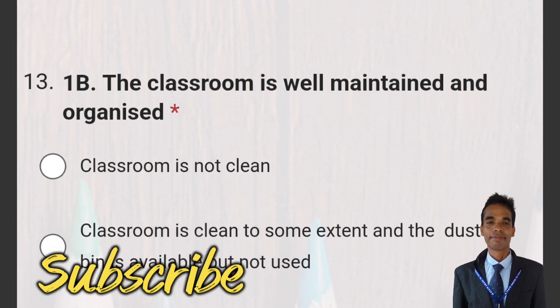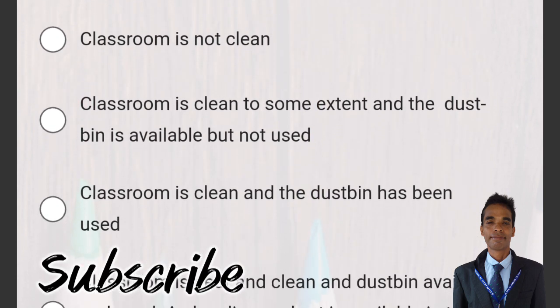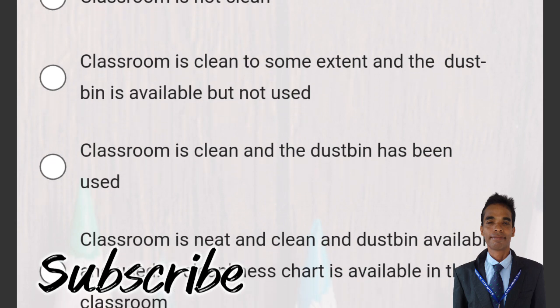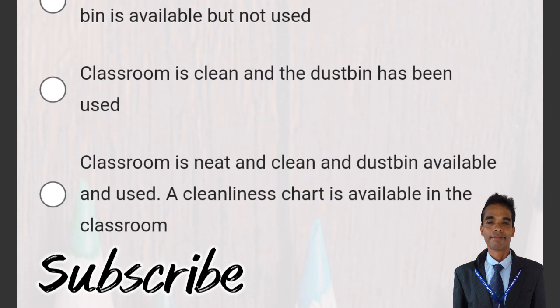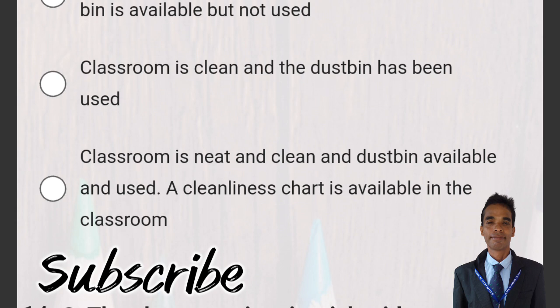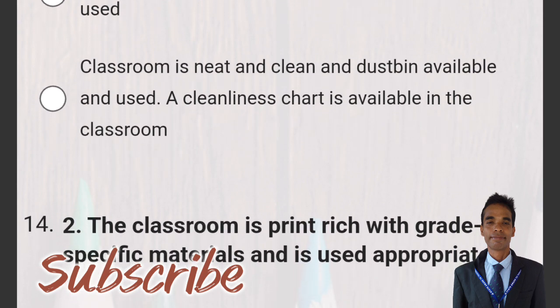13.1b The classroom is well maintained and organized. Classroom is not clean. Classroom is clean to some extent and the dustbin is available but not used. Classroom is clean and the dustbin has been used. Classroom is neat and clean, and dustbin available and used. A cleanliness chart is available in the classroom.